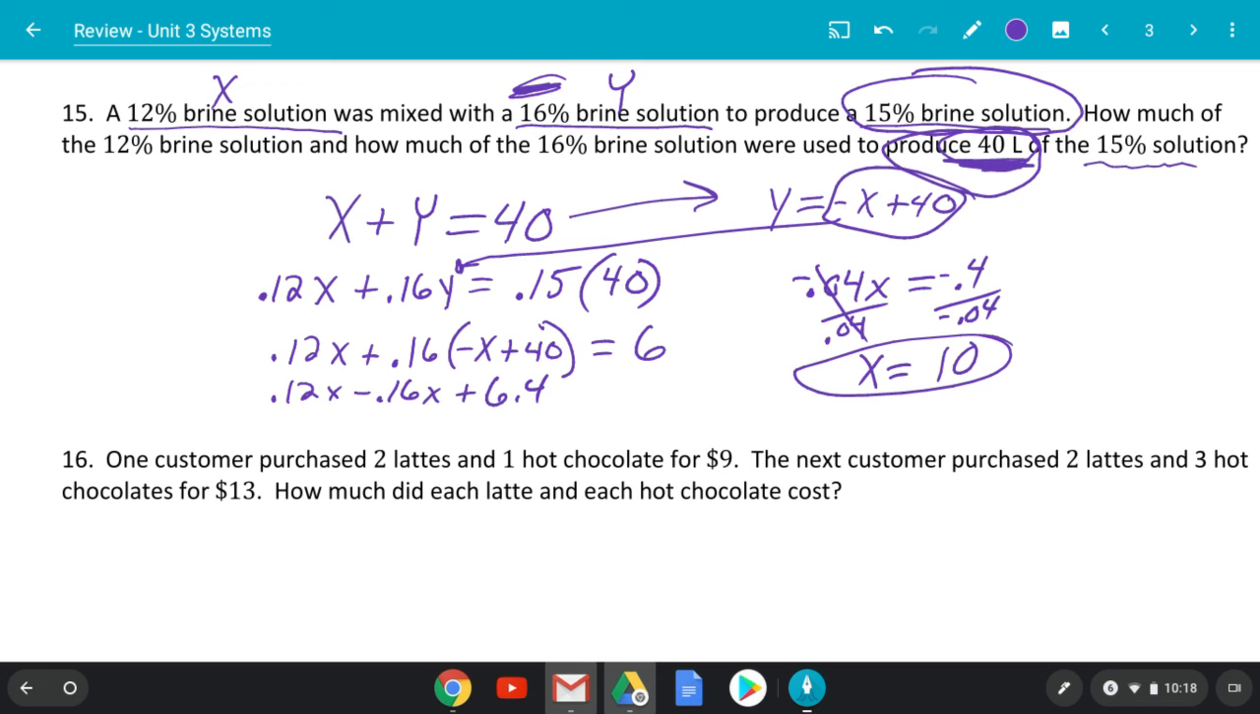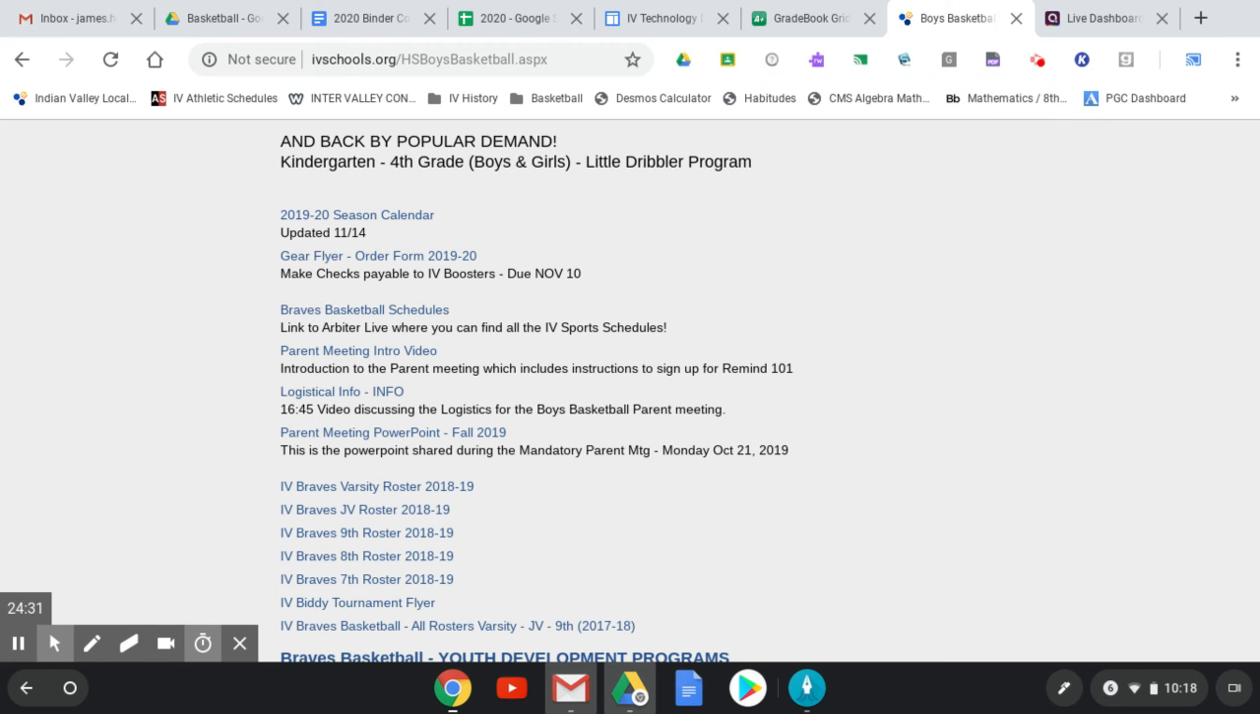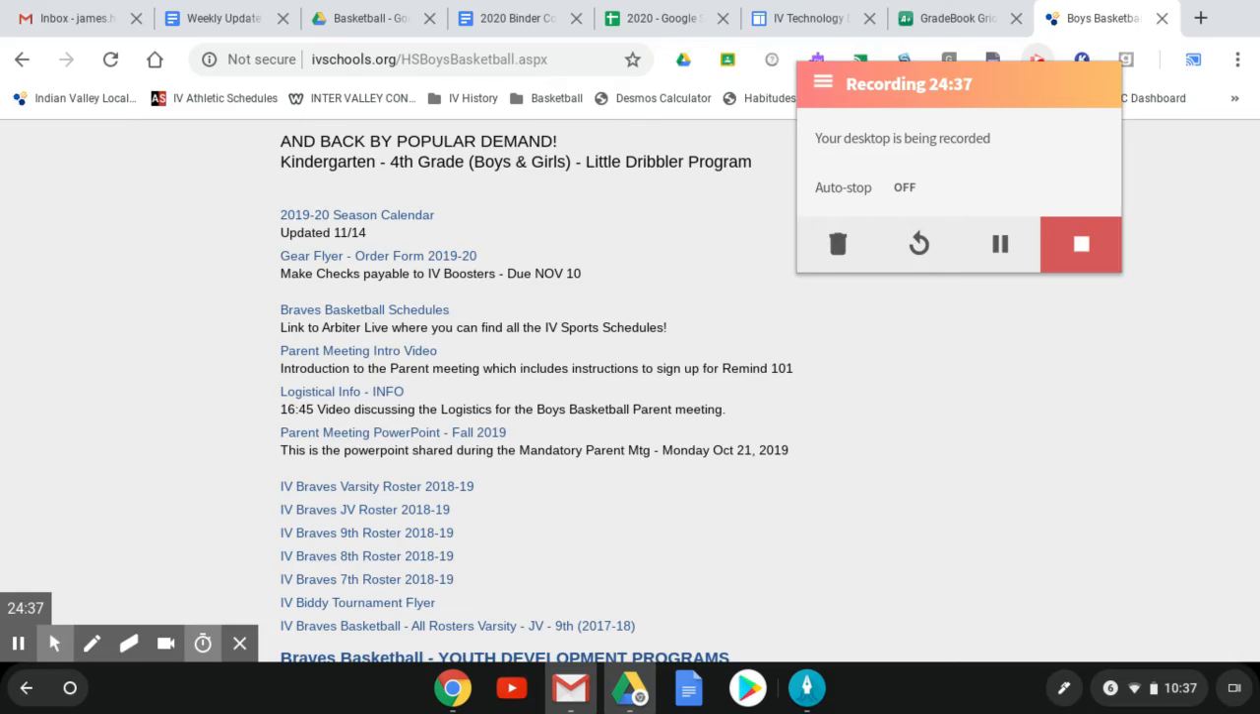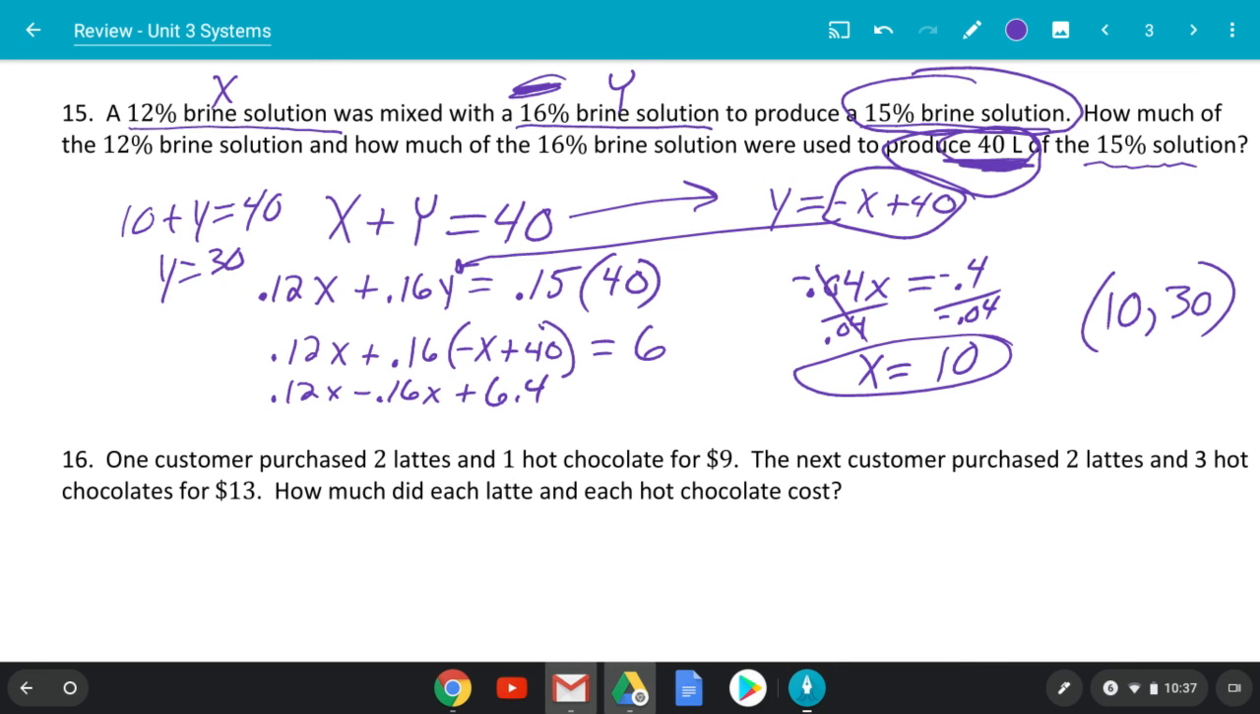So now I plug that back in. So 10 plus y equals 40. So y equals 30. So my solution is 10, 30. I'll finish this and post it on your Google Classroom for you. Let's see if we can finish this review now.